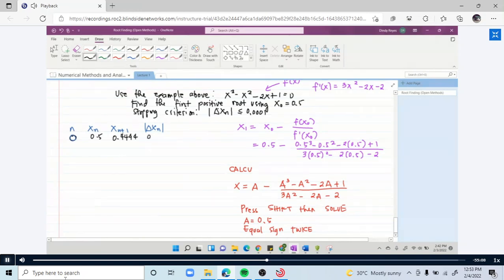Mamaya nyo na kunin tong error. The error here is 0.0556. Malalaman nyo naman pagka yung error is less than or equal to 0.0001. Makikita nyo agad yan. So just stop if you get that error. Okay, now for n equals 1, so x sub 1 is 0.4444. Shift solve nyo ulit. Now enter for the value of a, 0.4444. You should be able to get 0.4450 right away.